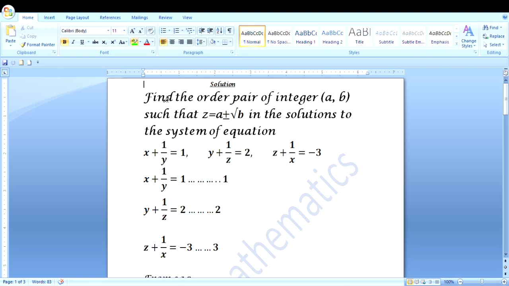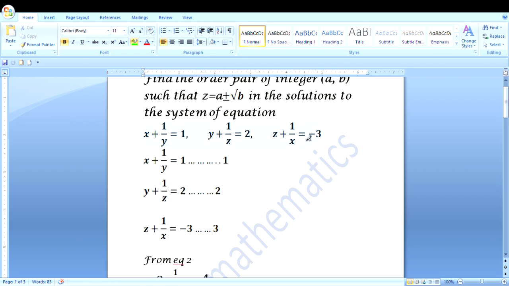In this virtual class, we're going to look at how to solve these equations. Find the other pairs of integers a, b, such that z is equal to a plus or minus the square root of b in the solution to the system of equations. Here, the system of equations is x plus 1 over y is equal to 1, y plus 1 over z is equal to 2, and z plus 1 over x is equal to minus 3.